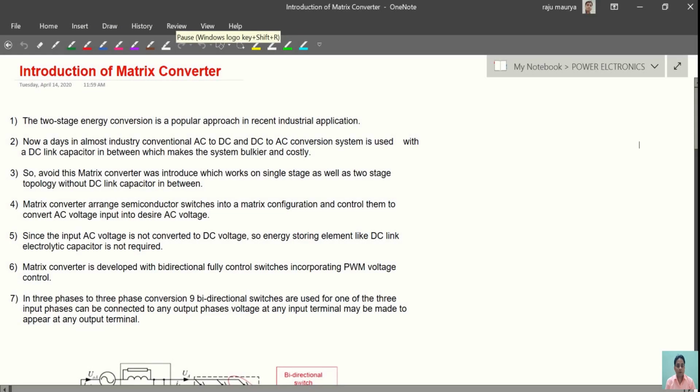A 3-phase to 3-phase cycloconverter uses 36 SCRs. Such a large number of current controlling devices creates commutation problems. So in practice, cycloconverters with a large number of switching devices are avoided, and in industry we generally use a two-stage conversion topology.